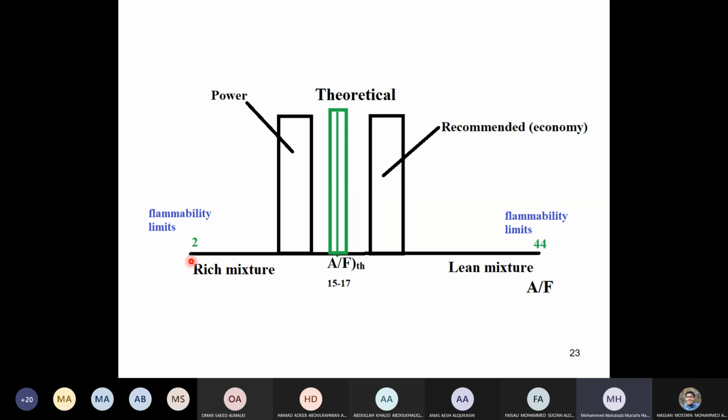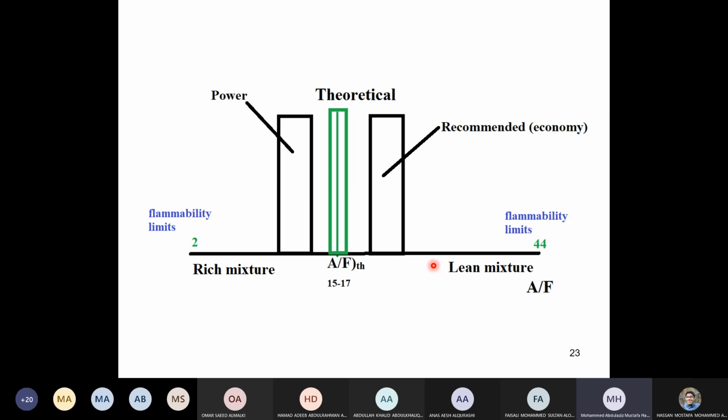This line here is the air to fuel ratio, and here we have what we call the theoretical air to fuel ratio. When we calculate the theoretical air to fuel ratio, it will come to around 15. Last time we calculated that it comes to around 15 to 17, depending on the fuel. And when we go here, we have more air than the theoretical air to fuel ratio.